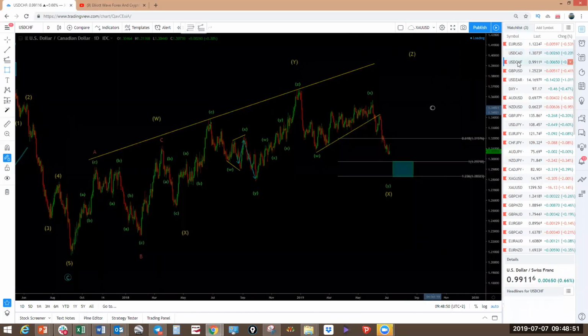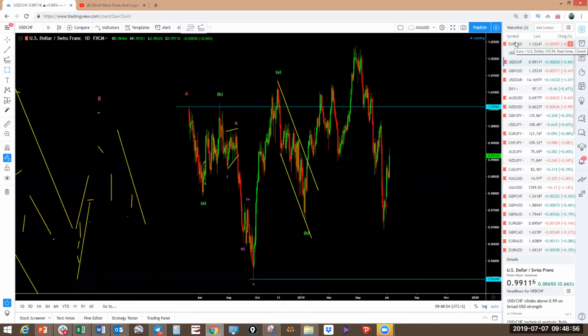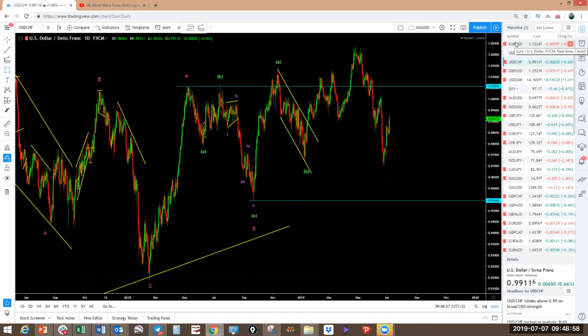US dollar CHF. Now, US dollar CHF is very easy to trade when the structure is not. So hold on a second, 1 second, guys.